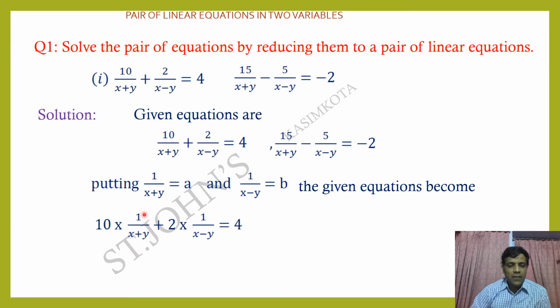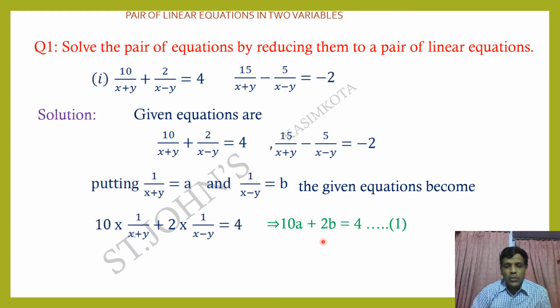Here 1 by x plus y means a, so 10a, plus 2 into 1 by x minus y means b, 2b, equals 4. So this is written as 10a plus 2b equals 4. Are you clear? 10 into 1 by x plus y means a, plus 2 into 1 by x minus y means b, equals 4. Okay, 10a plus 2b equals 4. This is the first equation.